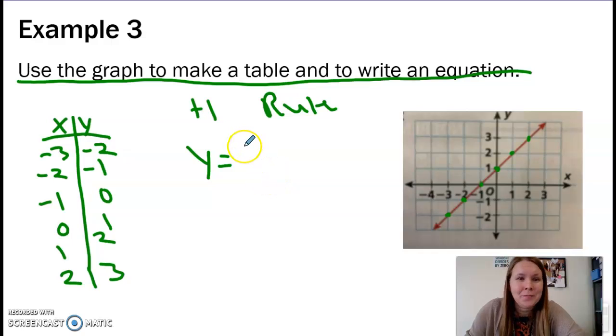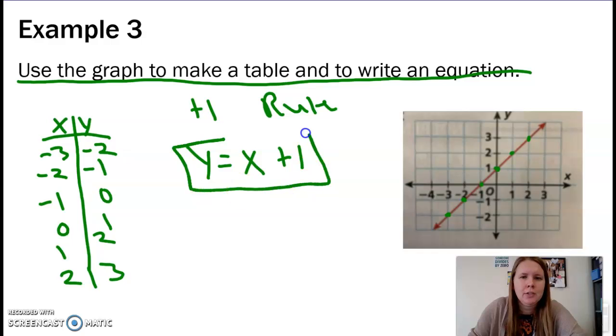So my rule was +1, so we have y equals x, remember, and then the operation that's happening is +1, and that's how I would write out an equation.